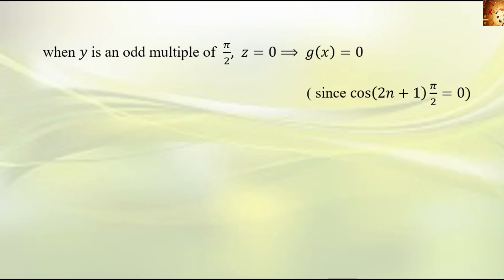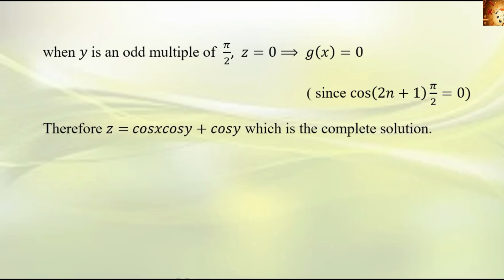Therefore, z equal to cos x into cos y plus cos y, which is the solution. Here in this solution there is no arbitrary constant. So this value is the complete solution. So z equal to cos x cos y plus cos y is the required solution of the given PDE.